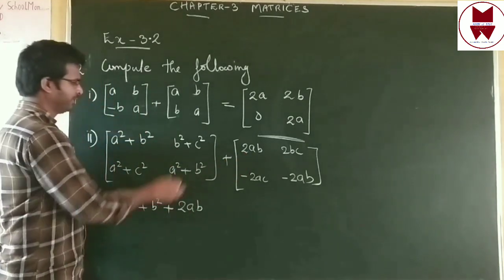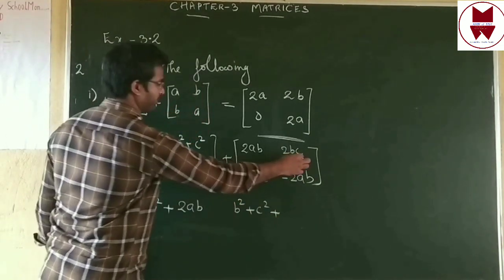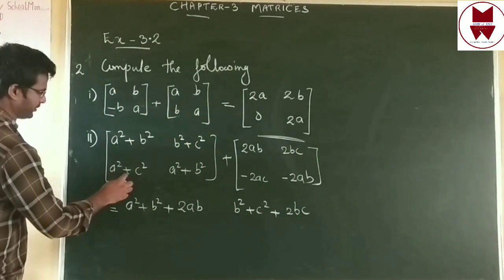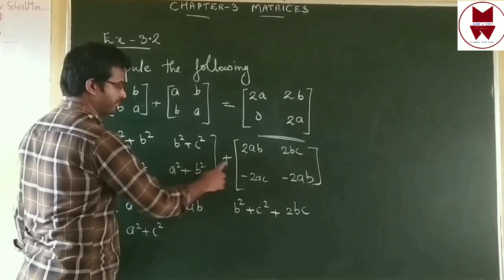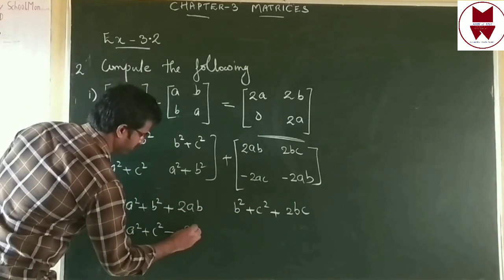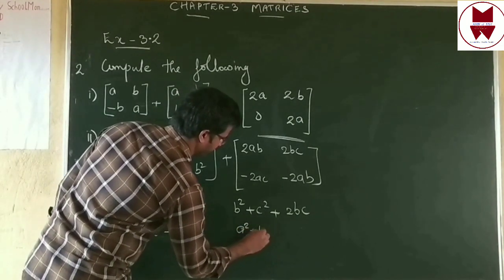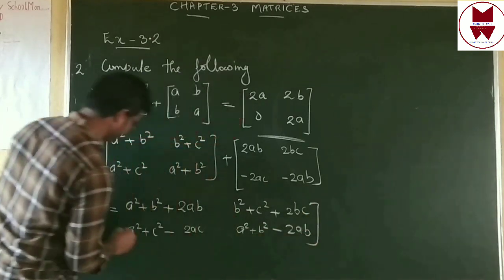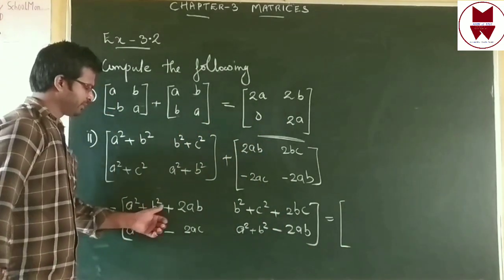2AB plus 2AB. Then the second element, B square plus C square plus the corresponding second element, 2BC. Then A square plus C square, and plus into minus, we can write minus 2AC. Then A square plus B square, and plus into minus, again minus 2AB, equal to the matrix A square plus B square plus 2AB.